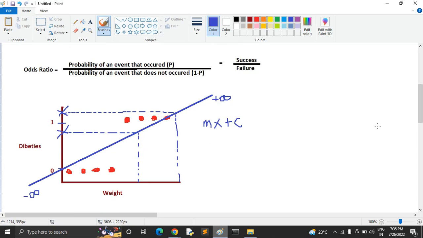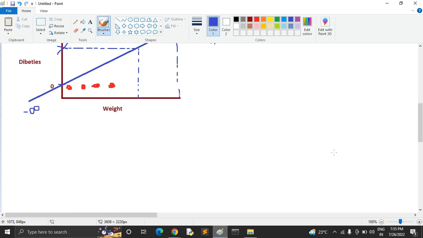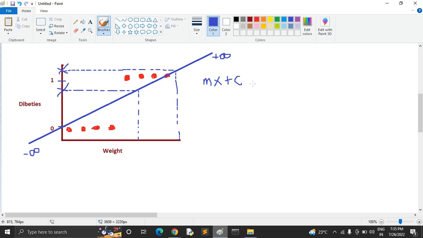So here what I'm going to do is equate this line of regression and your log of odds ratio, because both have common range, right? So mx plus c is equals to log of odds.